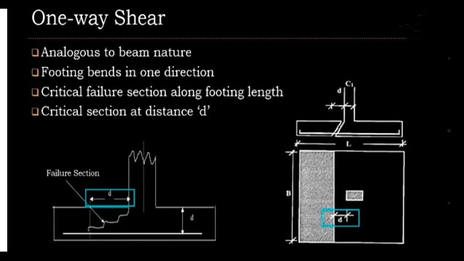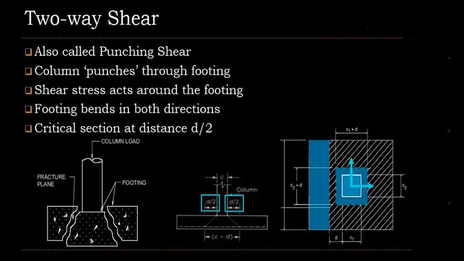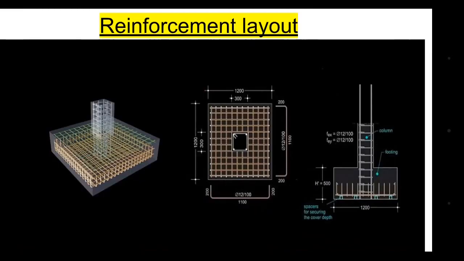There are two types of shear: one way shear and two way shear. First we talk about one way shear. Analogous to beam action, the footing bends in only one direction. The critical failure section is along the footing length, with the critical section at distance d. Two way shear is also called punching shear. The column punches through the footing, and shear stresses act around the footing. The footing bends in both directions. The critical section is at distance d by 2.